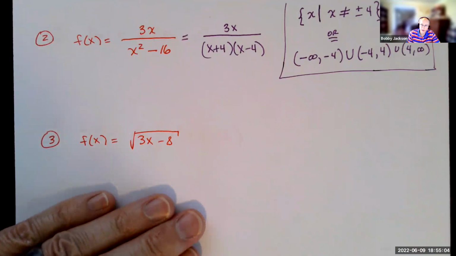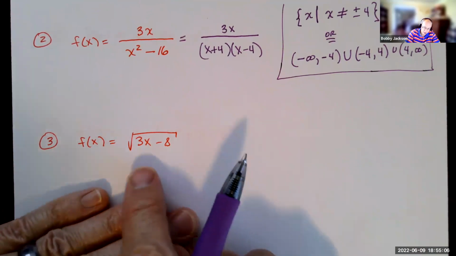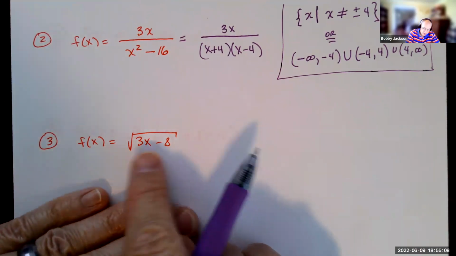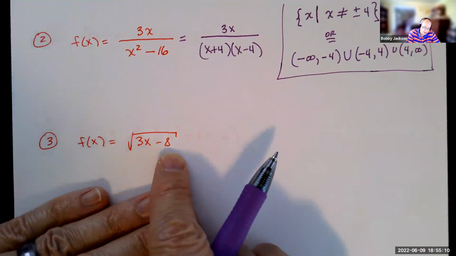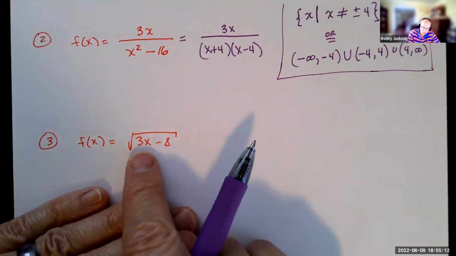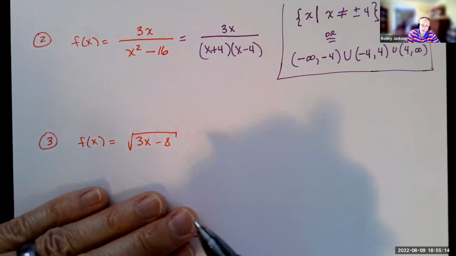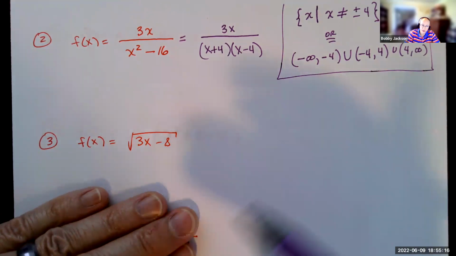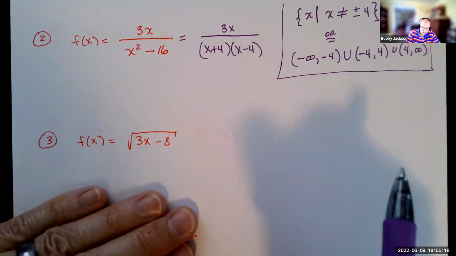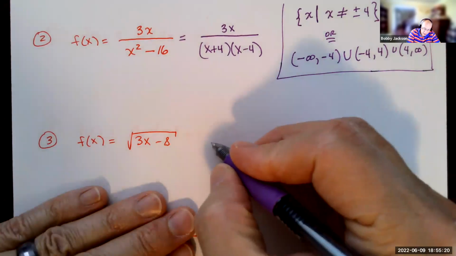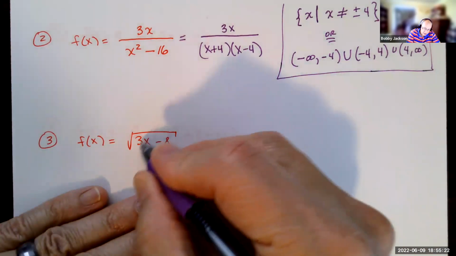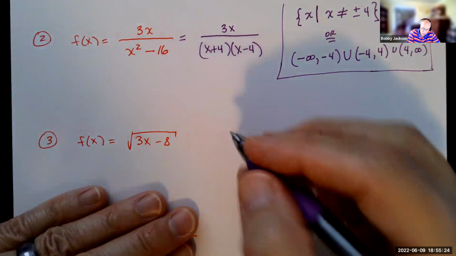What about the third one? Well, now we're taking the square root of 3x minus 8. Well, 3x minus 8 for any value of x is a real number. That's fine. The problem is if I take the square root of a negative number, that's not a real number. It's an imaginary number, right? So I want to exclude any value of x that makes 3x minus 8 a negative number.